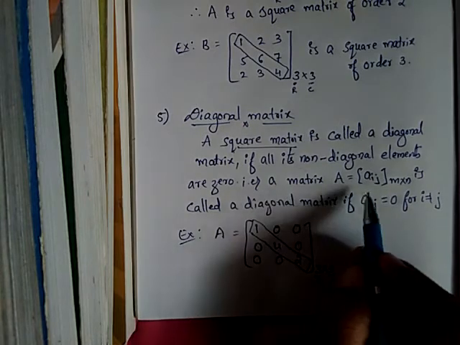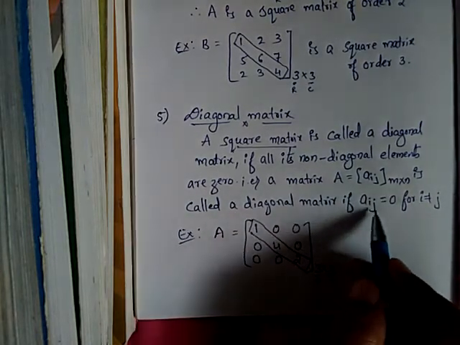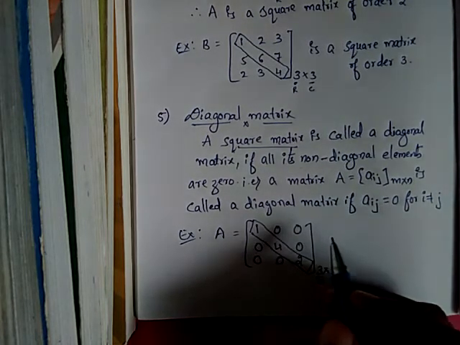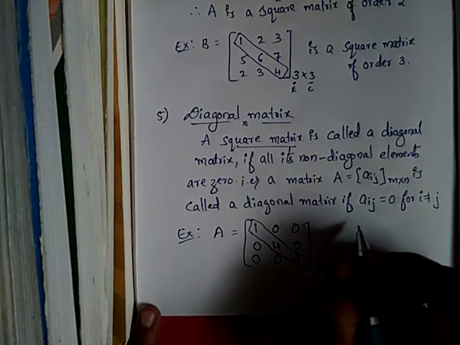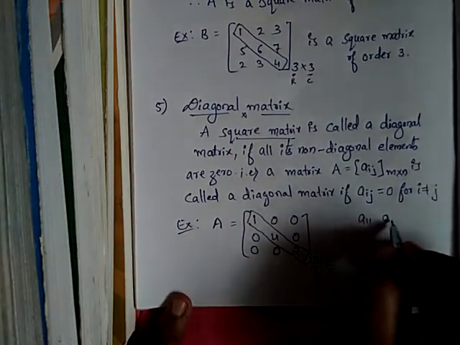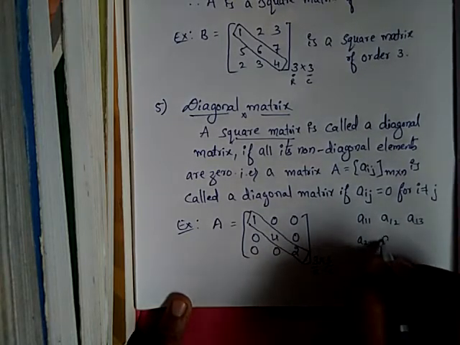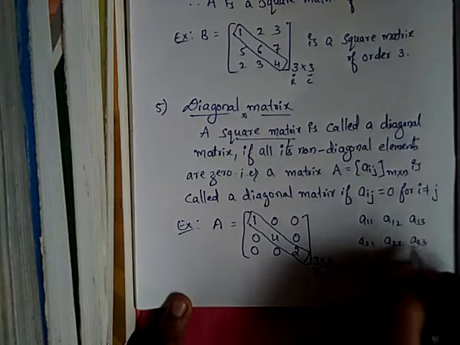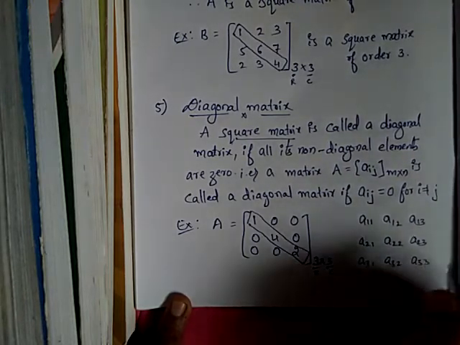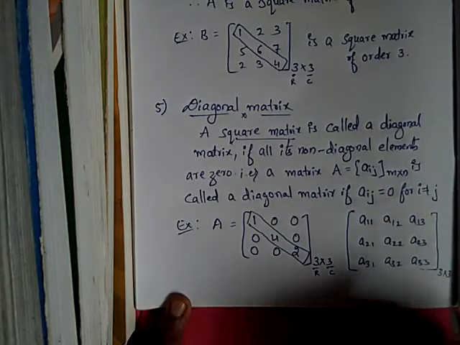Okay, and another way I have defined here: A is an m by n matrix, called a diagonal matrix if aij is equal to 0 for i not equal to j. Here, I told you the general form for a 3 by 3 matrix, you can write like this: a11, a12, a13, next a21, a22, a23, next a31, a32, a33, like this.